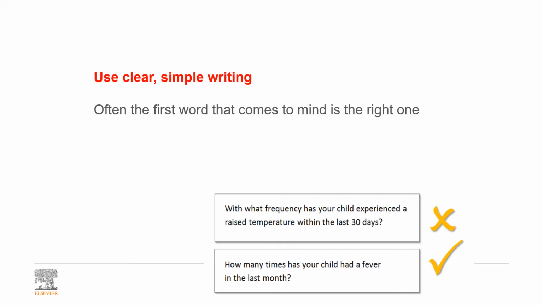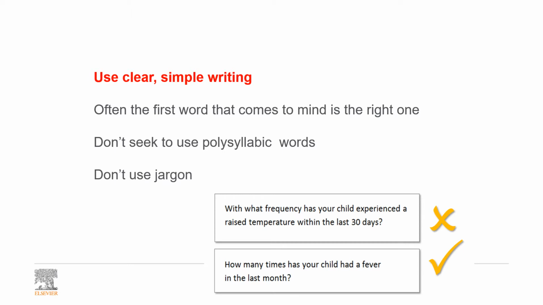So, often the first word that comes to mind is the right one. Don't strive to think of a better, longer one. Try to avoid using polysyllabic words. Try not to say automobile when you mean car. And don't use jargon.